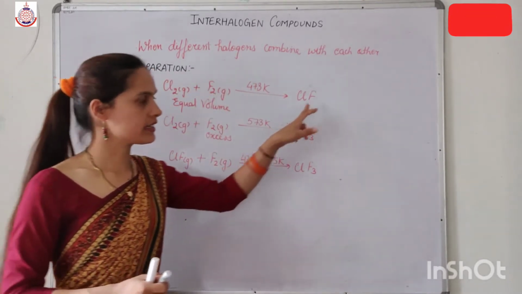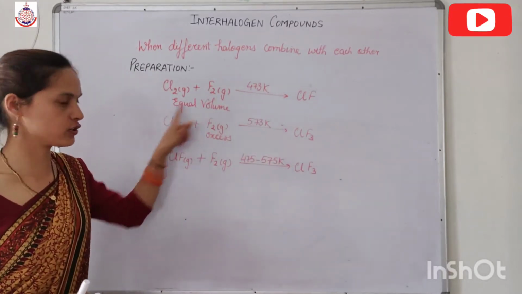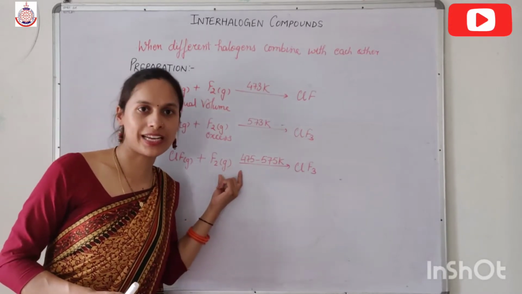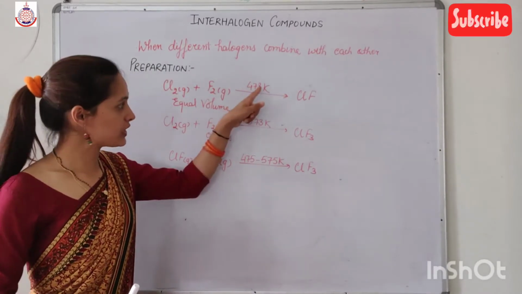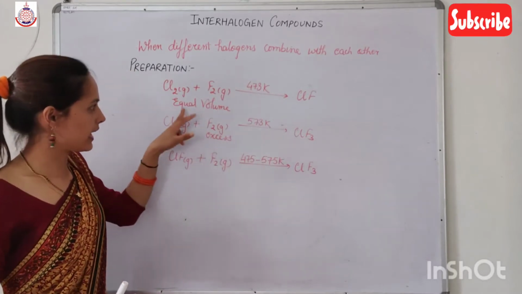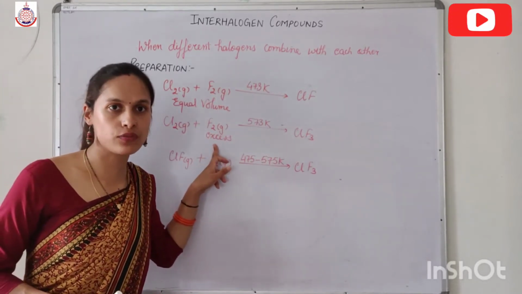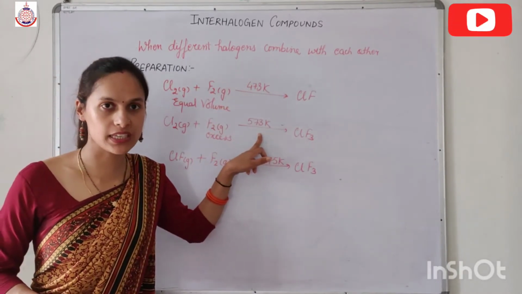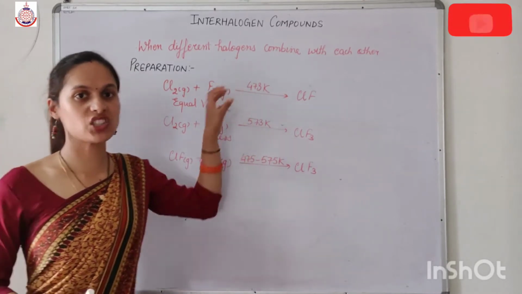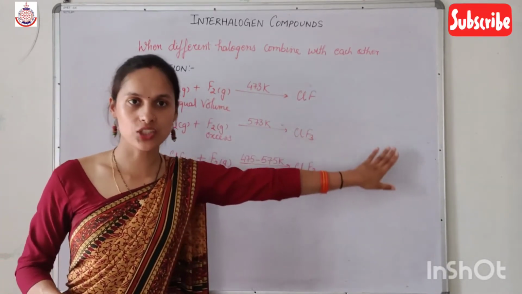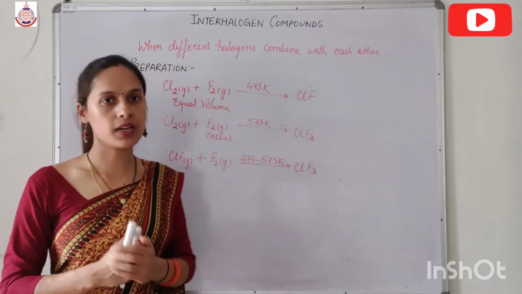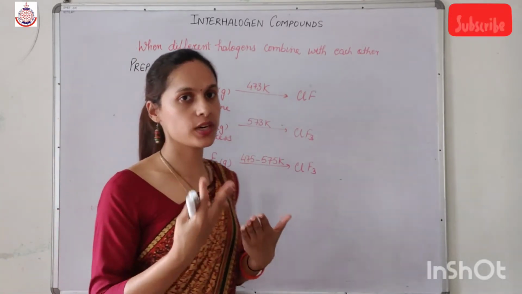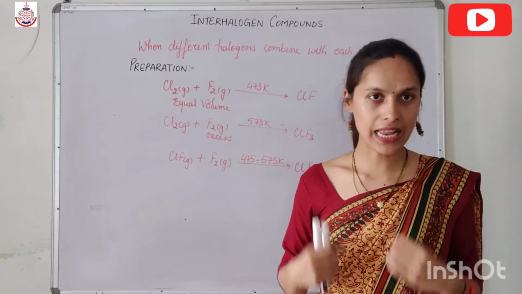So we can prepare the interhalogen compounds either by direct combination or by the action of the lower interhalogen compound with the more electronegative halogen. But if we change the conditions, here I am taking equal volumes, here I am taking excess of fluorine. Here I am keeping the temperature 473 Kelvin, here 573 Kelvin. So by changing the temperature and the conditions, the product also changes.